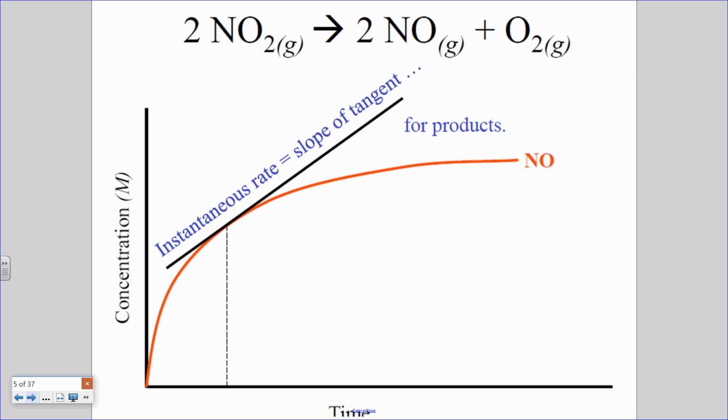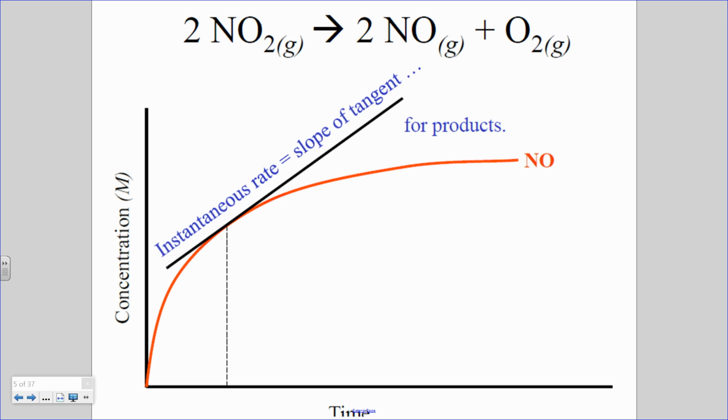And so we come to this graph. You have seen a graph like this, and we talked about equilibrium before. You have concentration over time, and this graph curves, and then it starts to flatten out. Hopefully, you remember that when it flattens out, you are reaching equilibrium. But this part says that the instantaneous rate equals the slope of the tangent line.